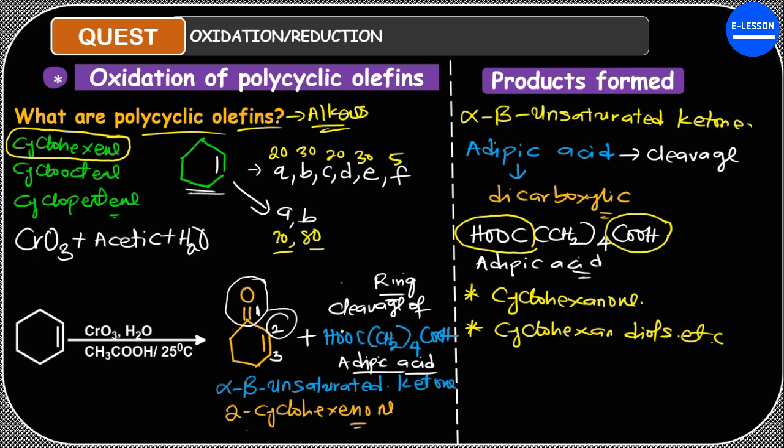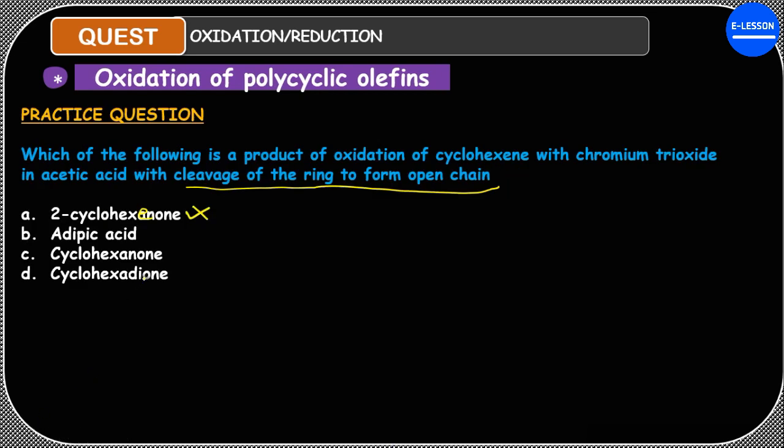Look at it. When you say open ring, look at this chain here. It's not closed. It does not form a cyclic structure. So the only one that leads to cleavage for the formation of an open chain is adipic acid. So cyclohexanone is wrong. Cyclohexadione is wrong. The correct answer is adipic acid. Quite an easy question, right? So that's basically everything you need to know about this lecture.